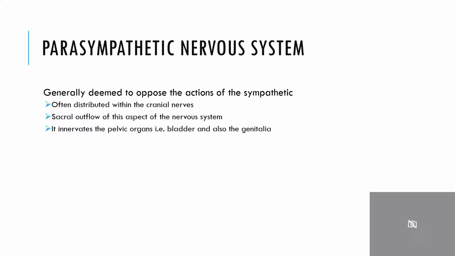The parasympathetic nervous system is generally deemed to oppose the actions of the sympathetic. It's often distributed within the cranial nerves. We have a sacral outflow of this aspect of the nervous system, and it innervates the pelvic organs, i.e. the bladder and also the genitalia.